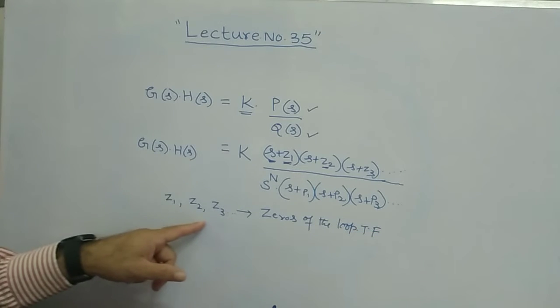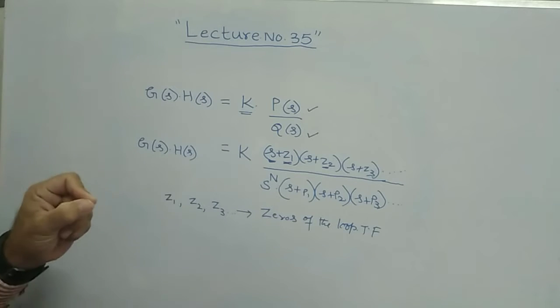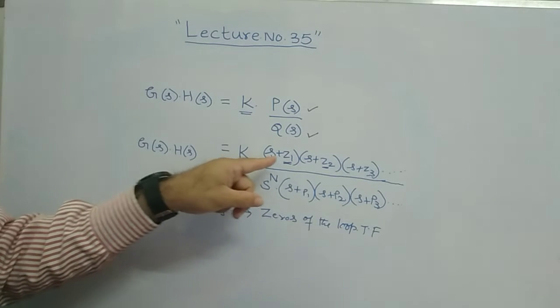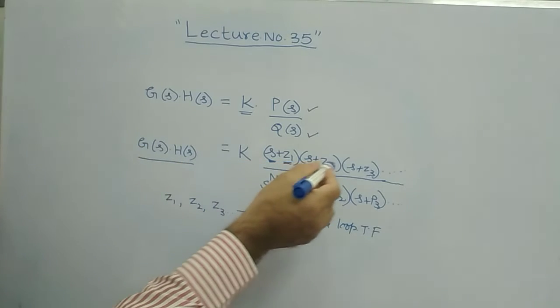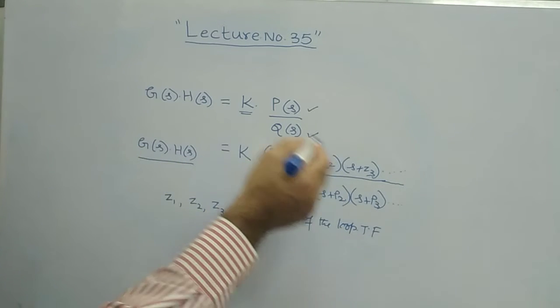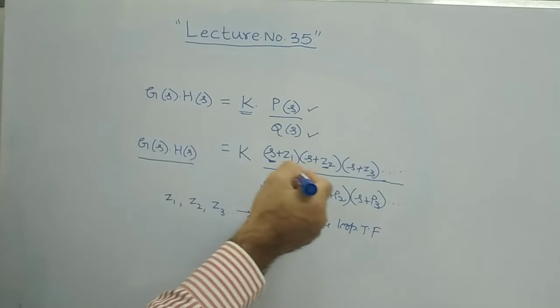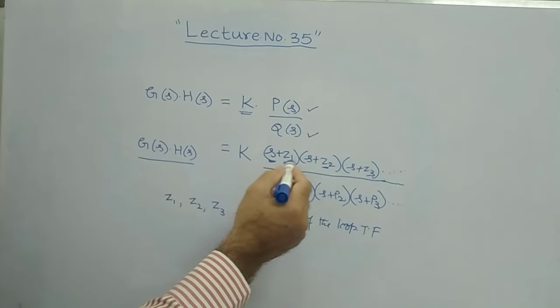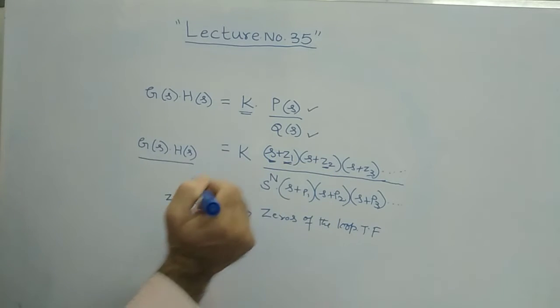So these are called zeros, meaning the roots, remember that, the roots of the numerator polynomial of the loop transfer function. The roots of this polynomial. Actually P(s) is the polynomial, and furthermore this can be written like this, where z1, z2, z3 are the roots, meaning s equal to minus z1.